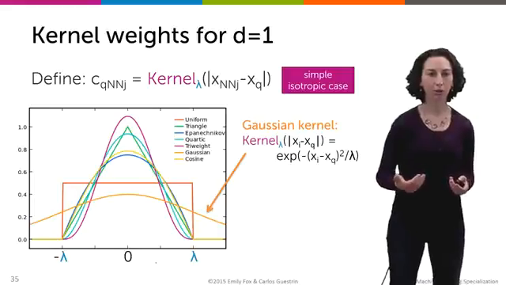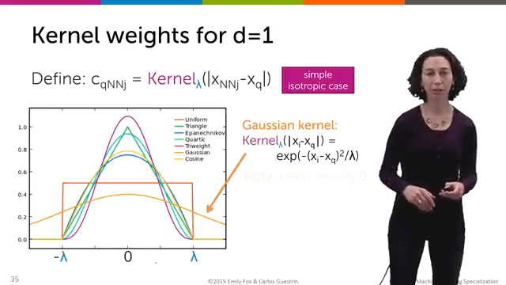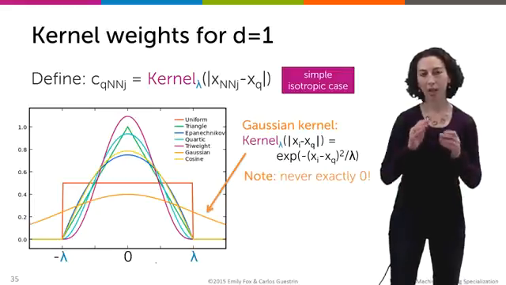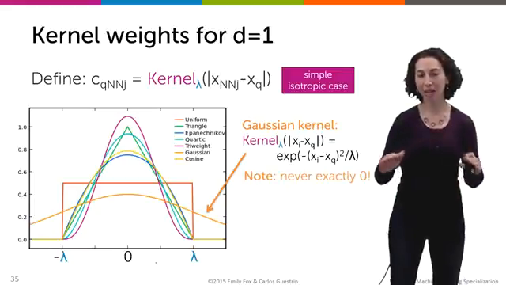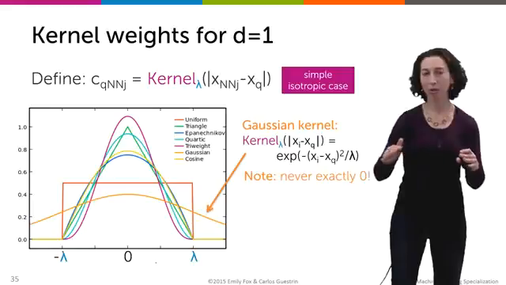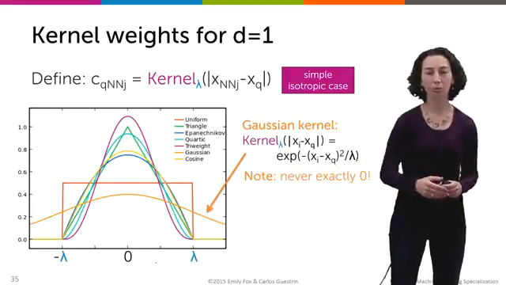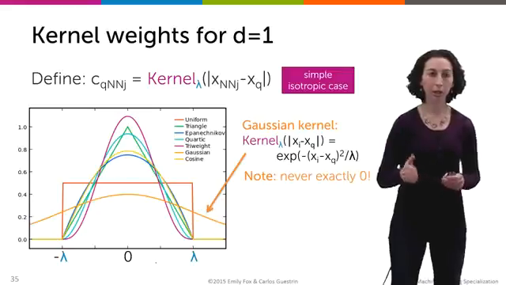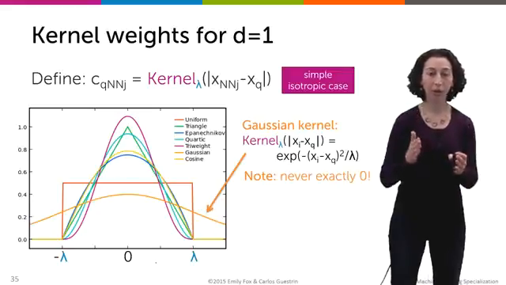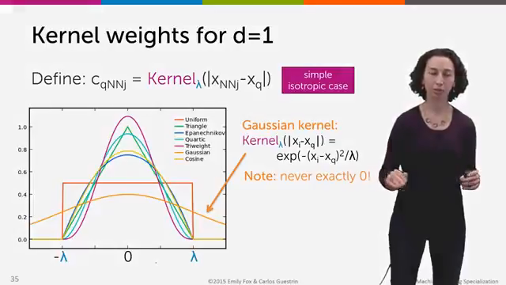And another thing that's worth noting is the fact that this Gaussian kernel that I've mentioned here has the weights never go exactly to 0. They just become very, very small as the distance increases. But for the other kernels I've shown on this plot here, once you get beyond this minus lambda to lambda region, the weights go exactly to 0.